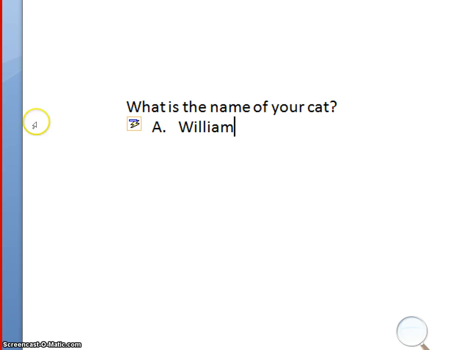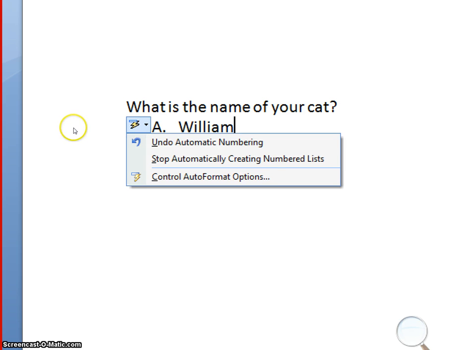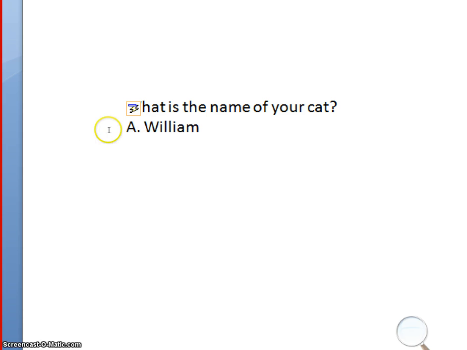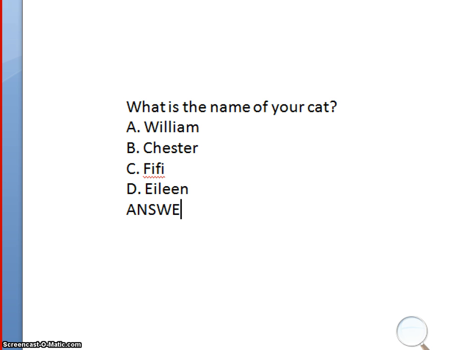William, and I'm going to, by the way, check when you get this little box, I'm going to say undo automatic numbering. I don't want any special things to happen here. So I did A space William, I'll do B space Chester, C space Fifi, D space Eileen. Now, after putting those options, I'm going to put answer in all caps, colon, and I'm going to say B.